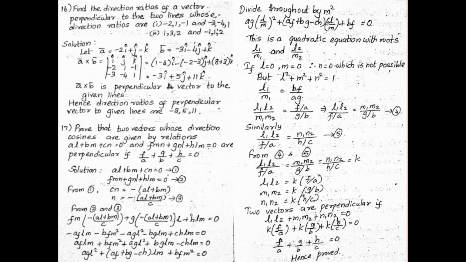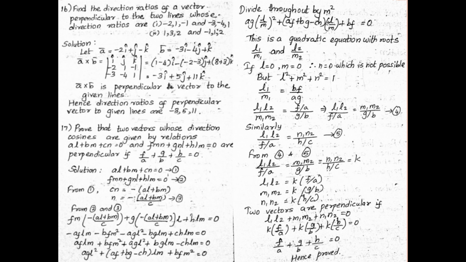16th problem: find the direction ratios of a vector perpendicular to the two lines whose direction ratios are given: minus 2, 1, minus 1 and minus 3, minus 4, 1. Now here two vectors are given and a third vector is perpendicular to these two vectors. Then we have to find the direction ratios of this third vector. Okay, so let's see the solution.